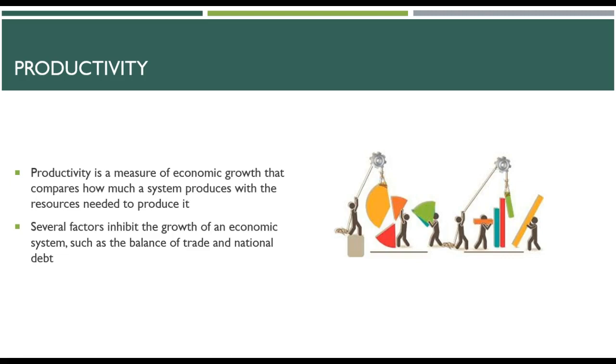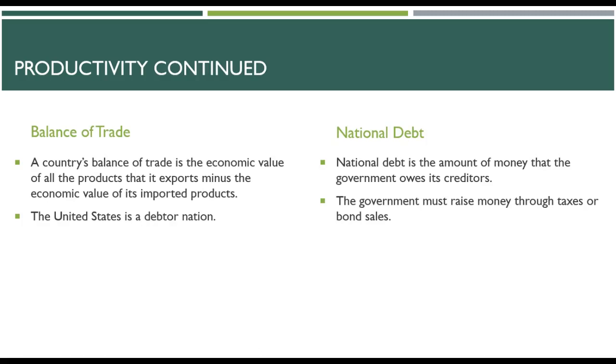Several factors inhibit the growth of an economic system, such as the balance of trade and national debt. A country's balance of trade is the economic value of all the products that it exports minus the economic value of its imported products. A positive balance of trade results when a country exports more than it imports. A negative balance of trade results when a country imports more than it exports. The United States is a debtor nation, as the trade deficit was almost $400 billion in 2008.